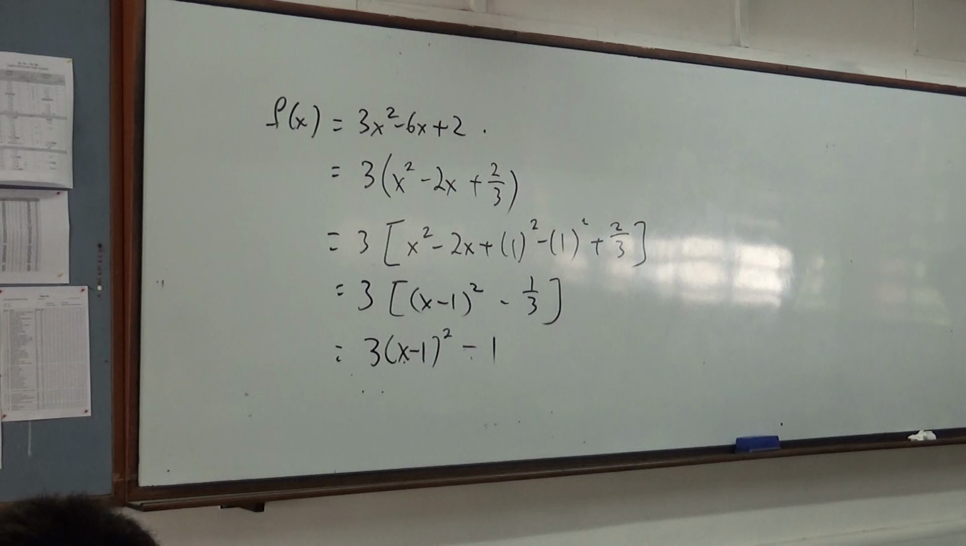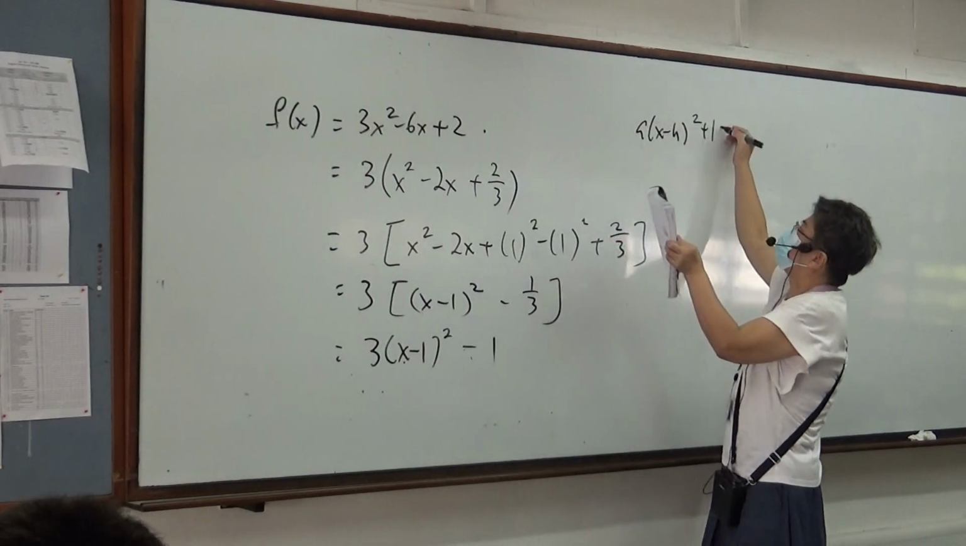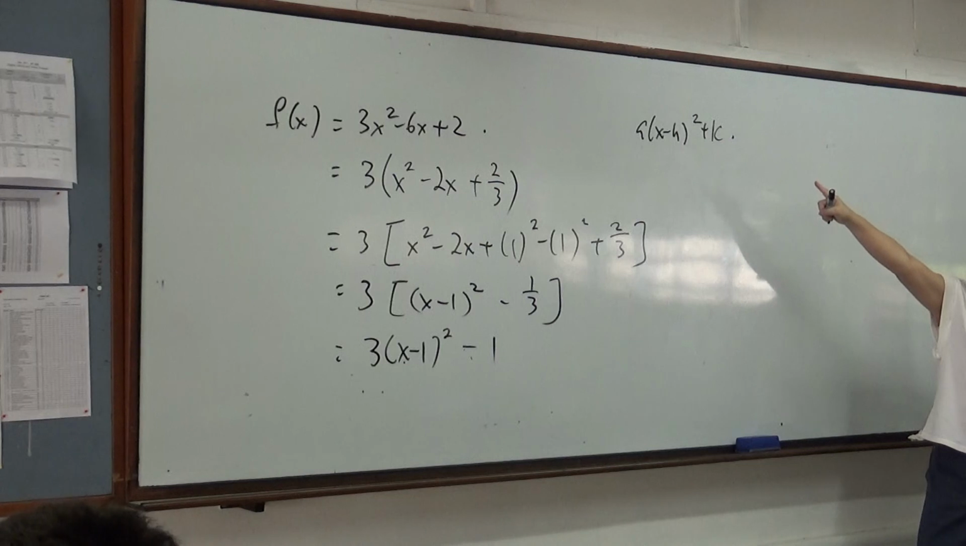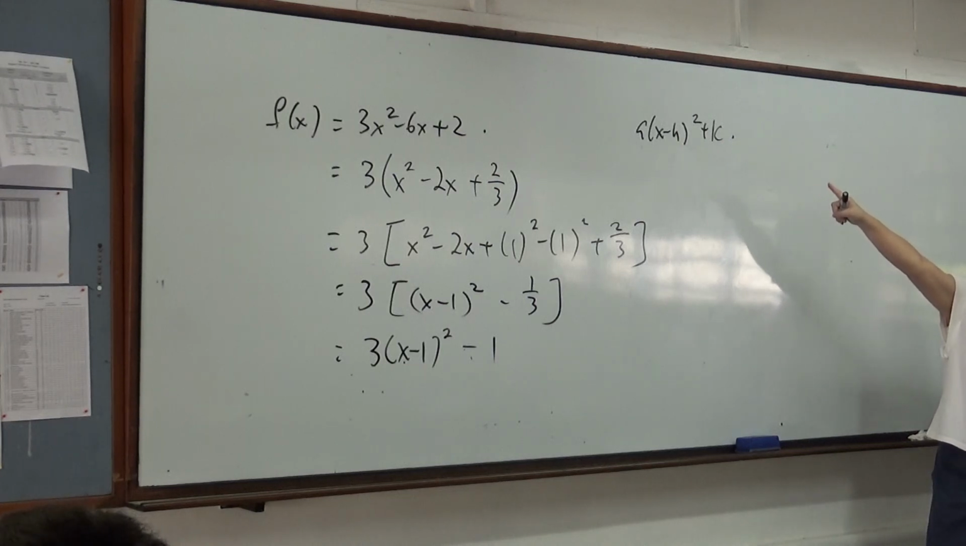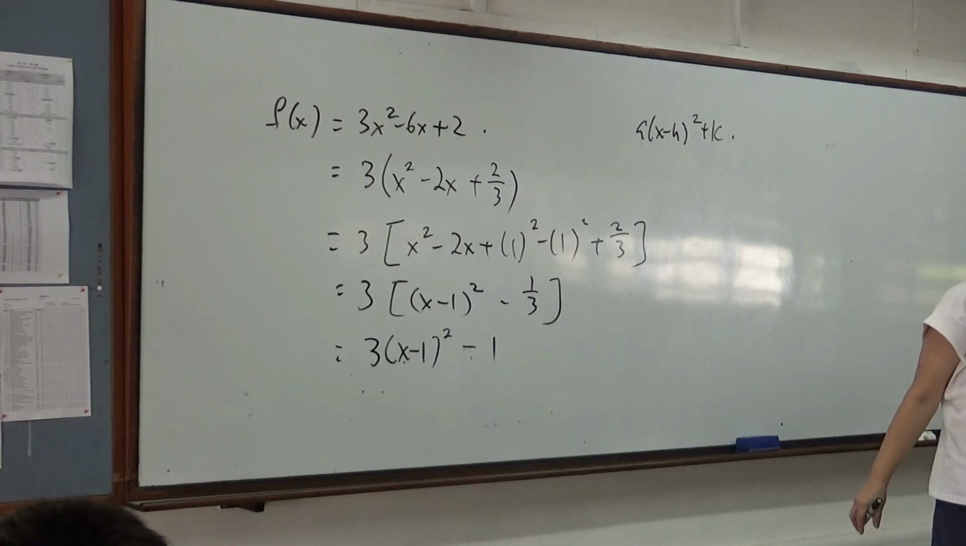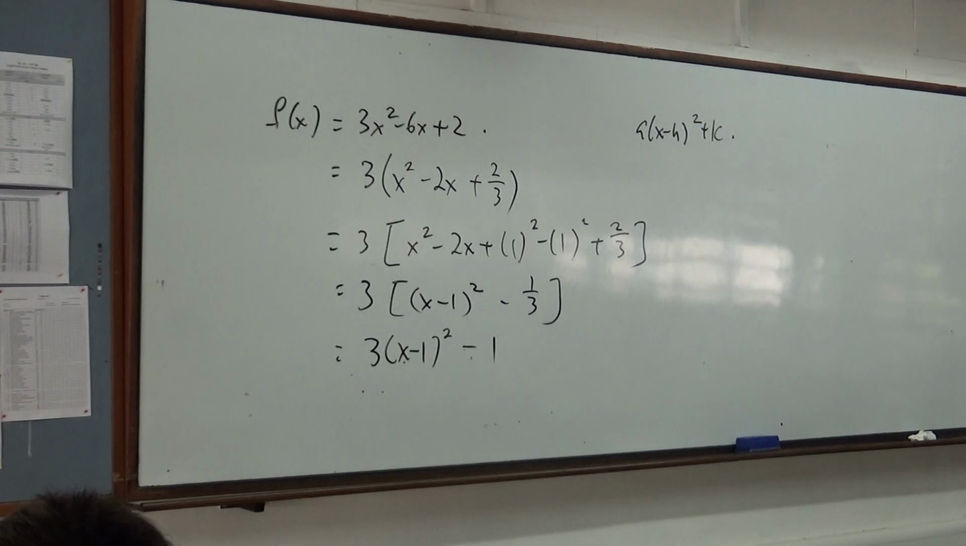Express each of the following functions in the form minus (x minus h) squared plus k. Now can you see we have already expressed it? This is called completing the square form, completed square form. And then they ask you to what? Hence find the maximum or minimum value of f(x).